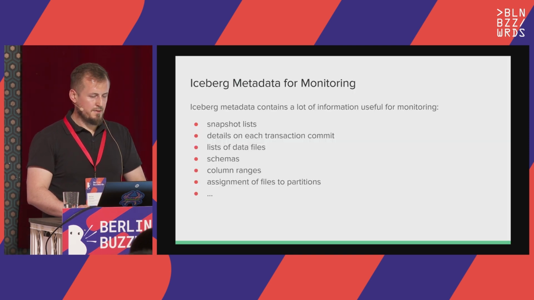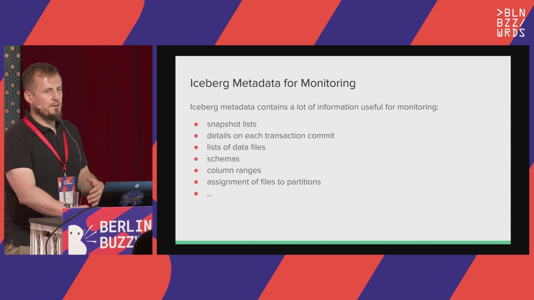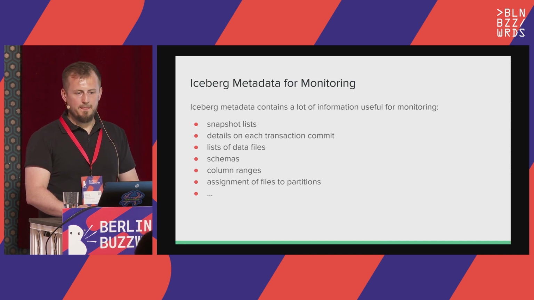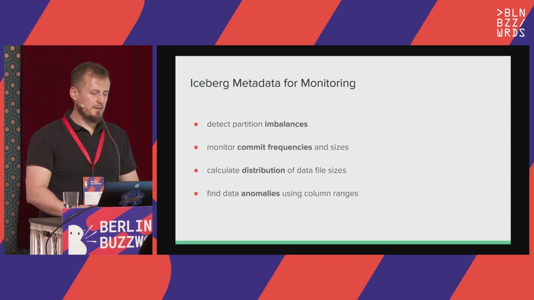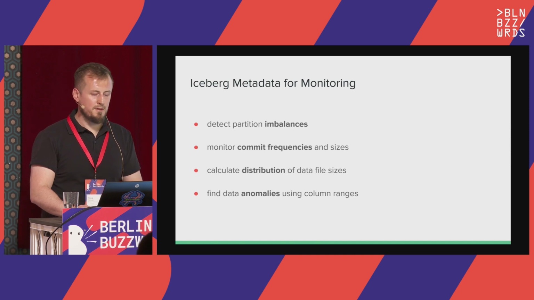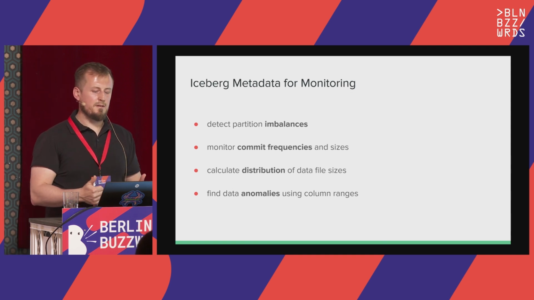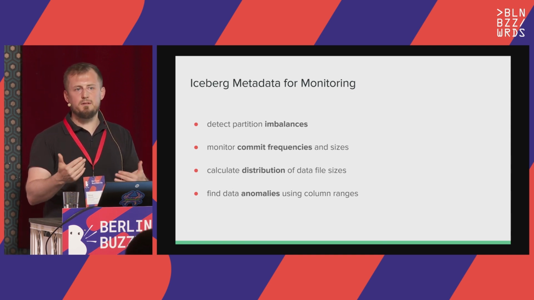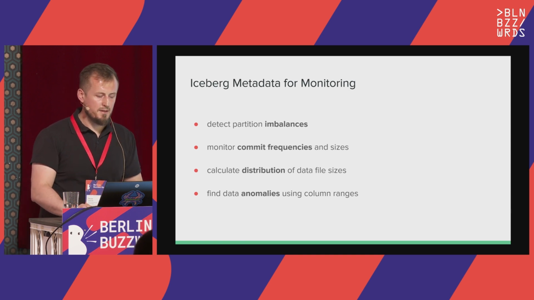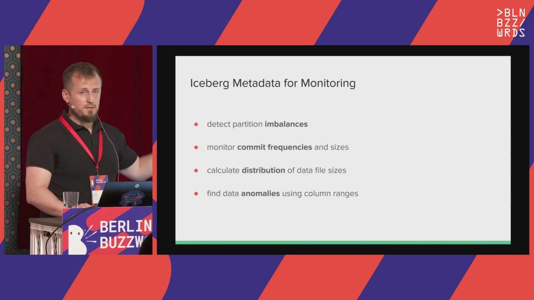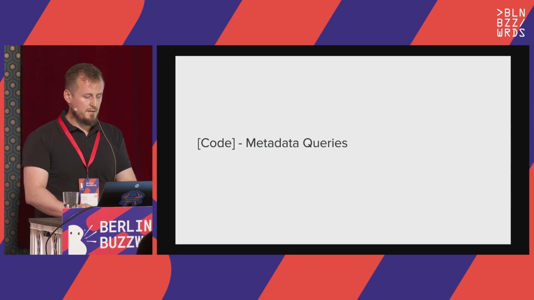Then the monitoring of the Iceberg table metadata can be done nicely through the information in the metadata tables, right? So you can do things like detection of partition imbalances. You can check the frequencies and the sizes of the commits and the distribution of file sizes of the data to decide which part of the table you would like to compact. Find maybe some data anomalies using column ranges as well. All of this is purely metadata based.